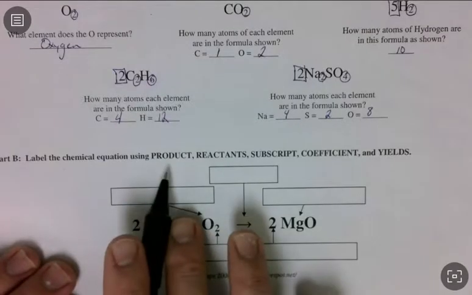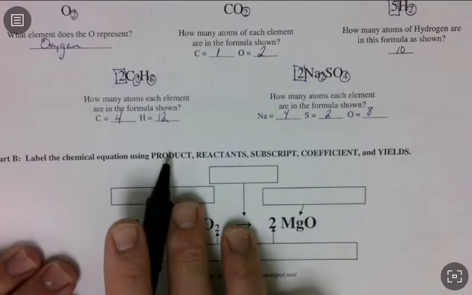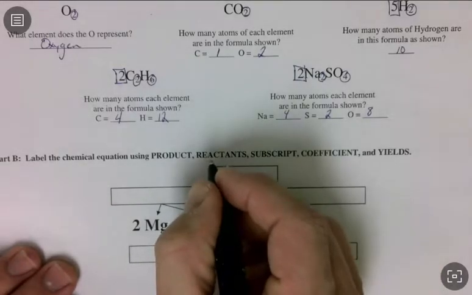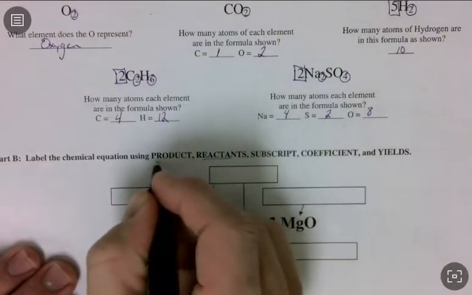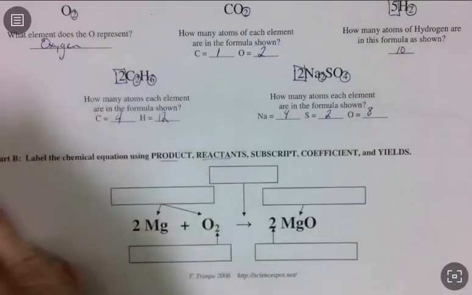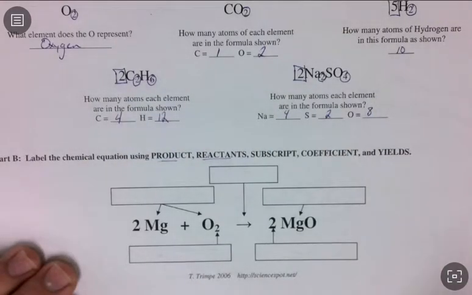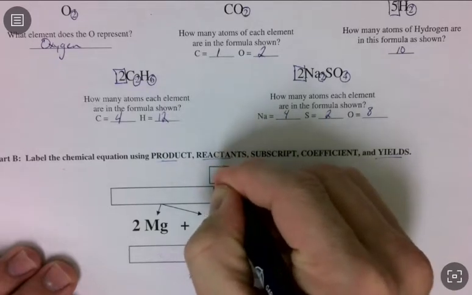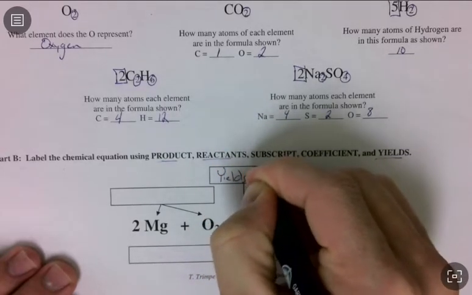Here, we're going to simply just identify where those parts are. Products, reactants, subscripts, coefficients, and yields. We know that reactants are what go into the equation, products are what are produced at the end, so we know what side of the equation those are on. The yields portion is going to refer to the arrow. It can also be assumed that this would say produces.